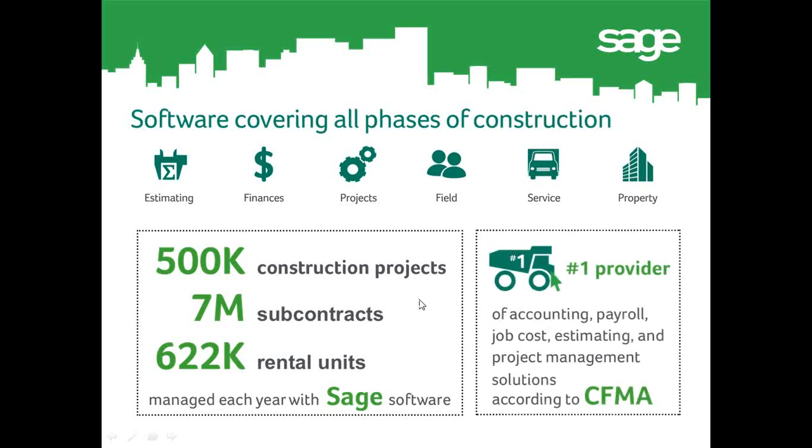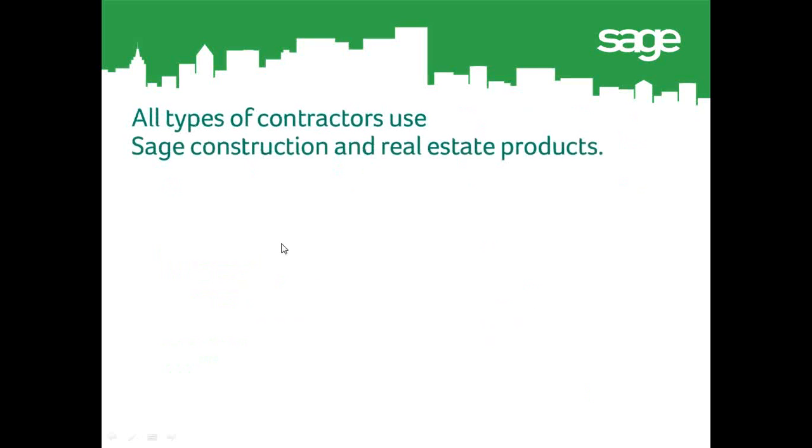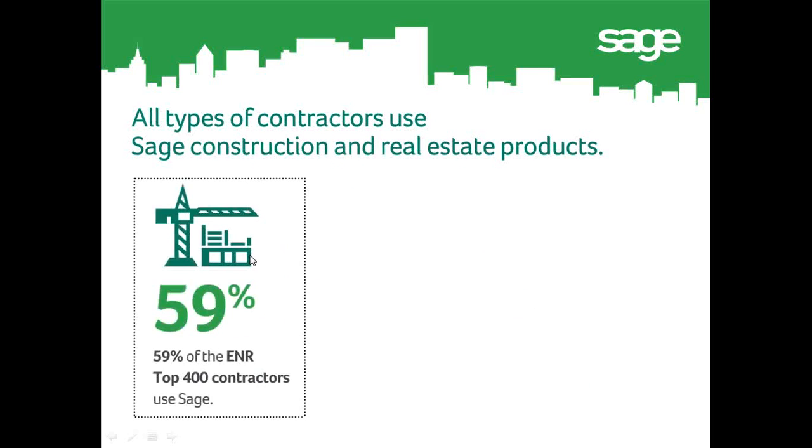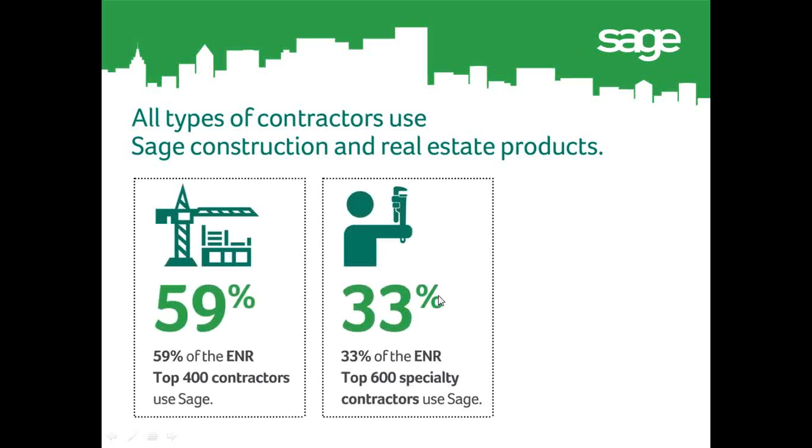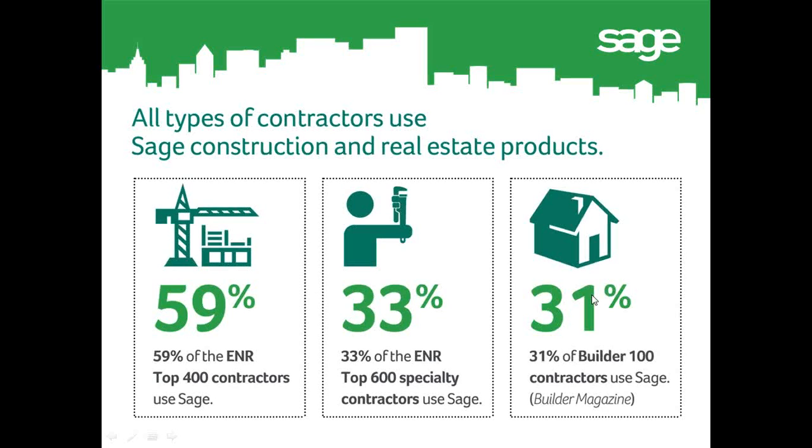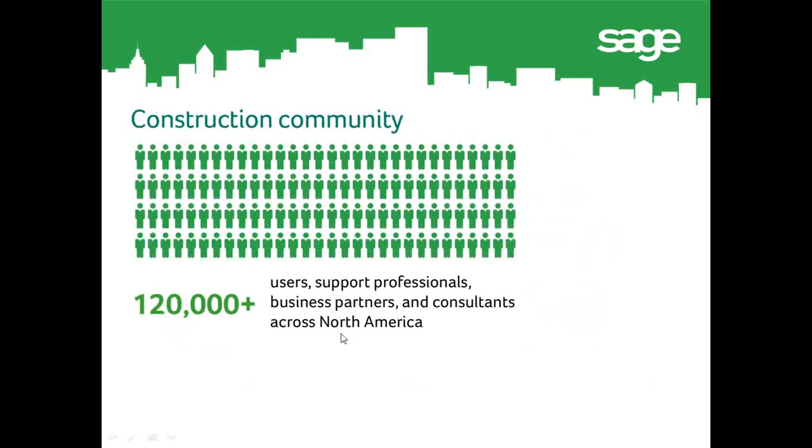We're the #1 provider of software as found by CFMA and several other associations out there. We really do work in all types of construction. So we have almost 60% of the ENR top 400, over 30% of the ENR top 600 specialty, and over 31% of the top 100 builders. So we kind of cover the full gamut there.